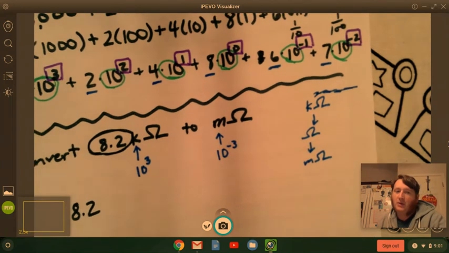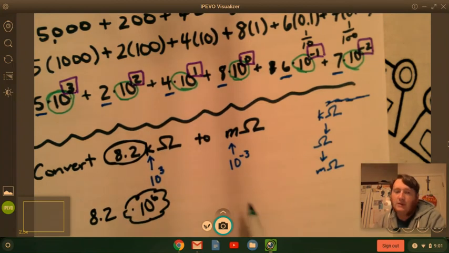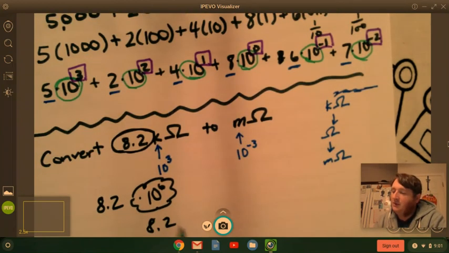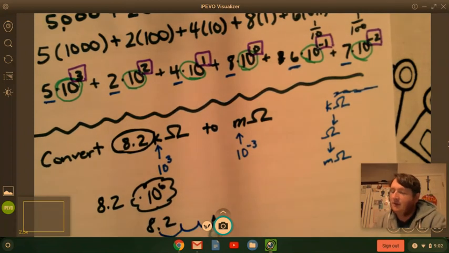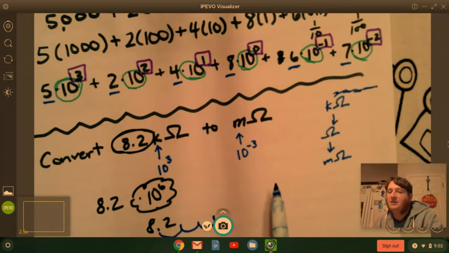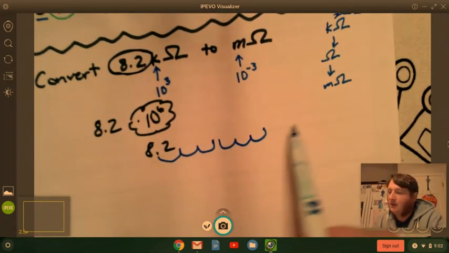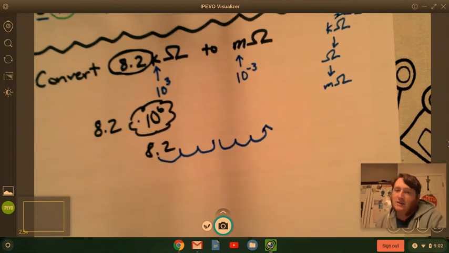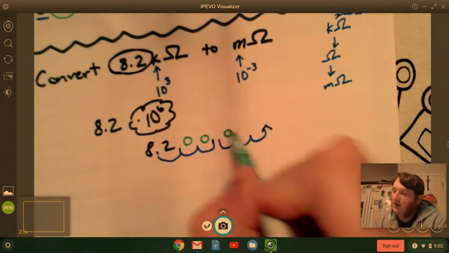So it's 8.2, and mentally we're multiplying that by 10 to the 6th. So it's 8.2, and we're going to move the decimal point 3 places. That would have gotten us to base units, and then 3 more places. That gets us to milli. And these numbers don't exist, so I just fill in some placeholder zeros.